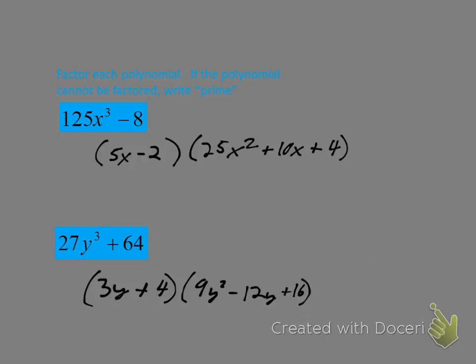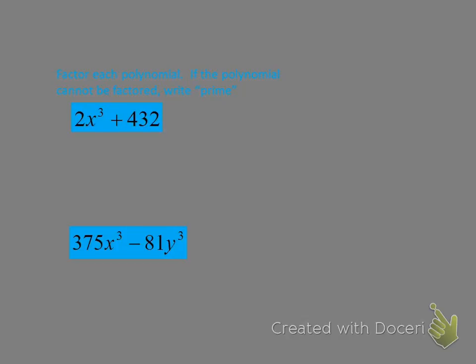Mr. Jenkins. Everybody good? Marcus? These two, not prime. I'll tell you that right now. All right. So, number 1, 2x cubed plus 432.